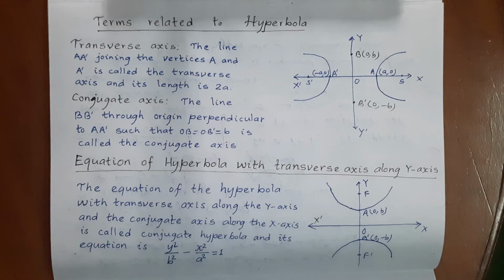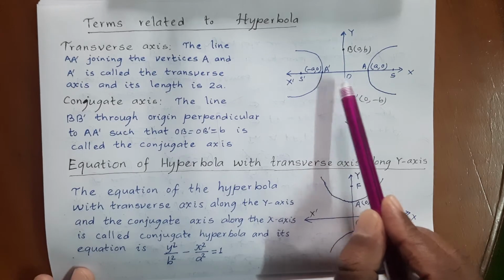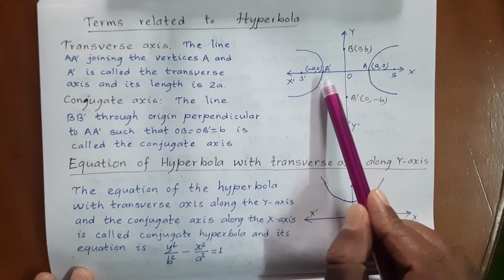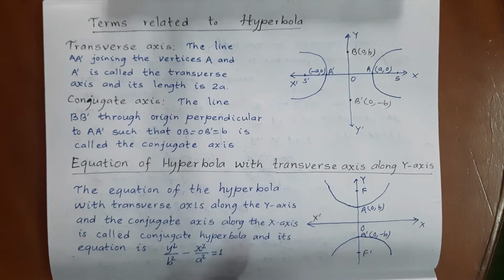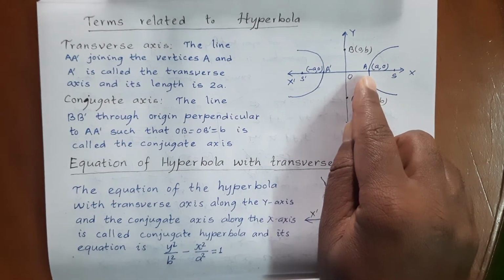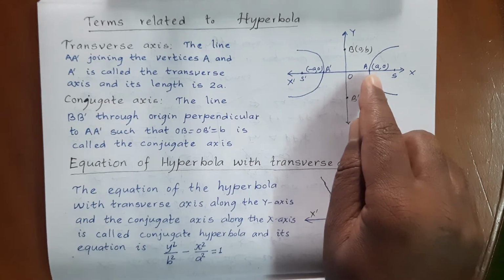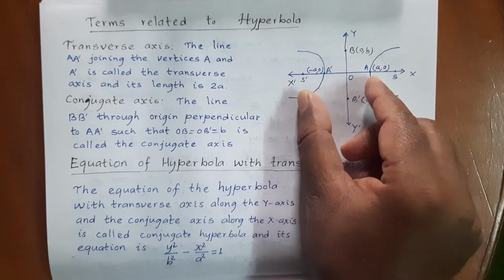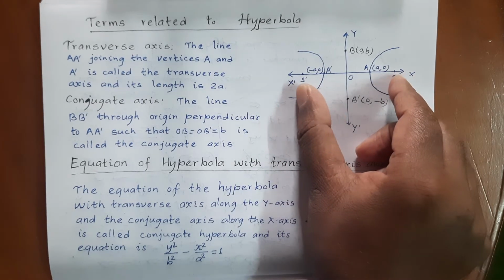Transverse axis: the line AA' joining the vertices A and A' is called the transverse axis, and its length is 2a. This is justified by the definition of the hyperbola. This point A, or vertex A, is also a point on the hyperbola. So it is the locus of a point such that the difference of distances from two fixed points is constant. Here S and S' are the foci, so these two are the fixed points.